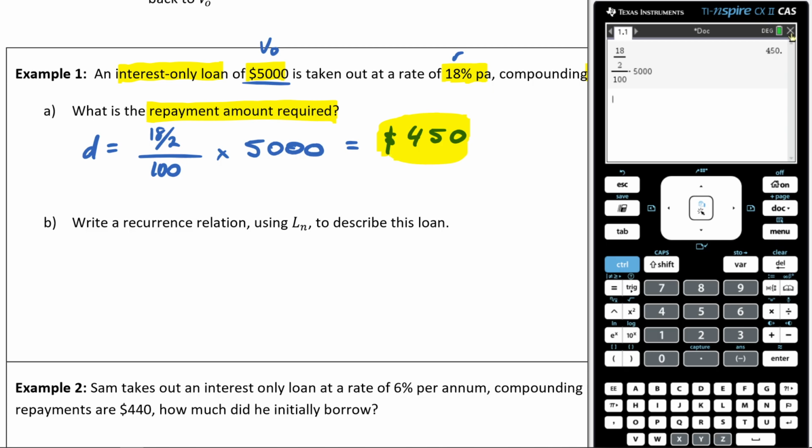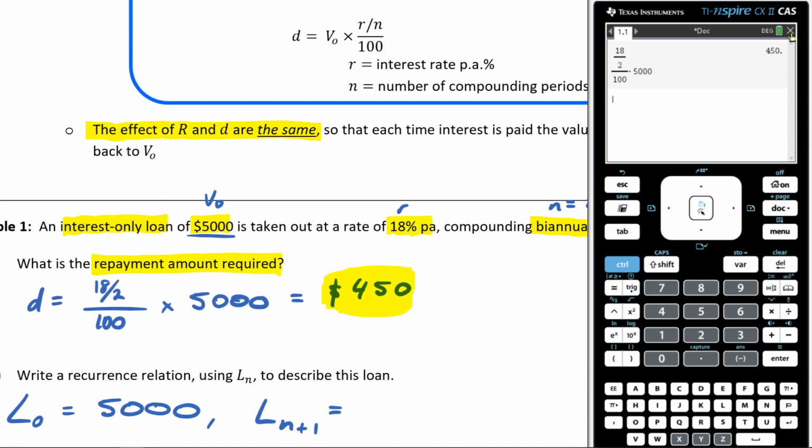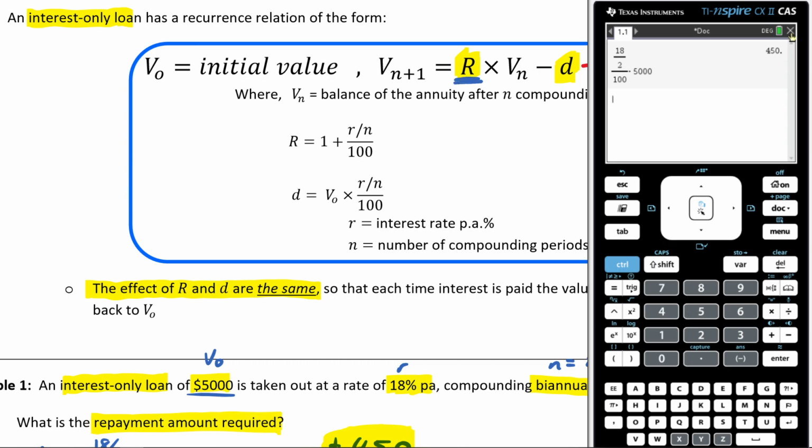All right, let's now go on to the next part. It says, write a recursion relation using L of n to describe this loan. So I'm going to go L of 0 is equal to $5,000. Then L of n plus 1 is going to be equal to, now remember, I have to figure out what my R is, and my R is simply 1 plus R over n over 100.